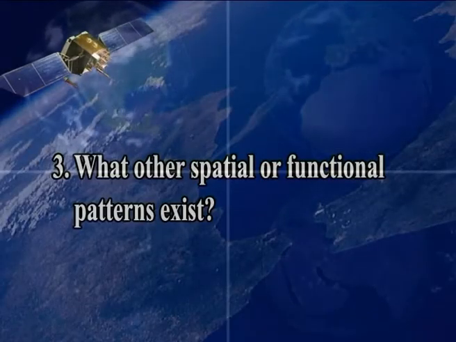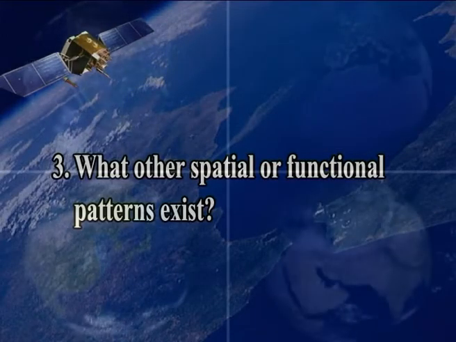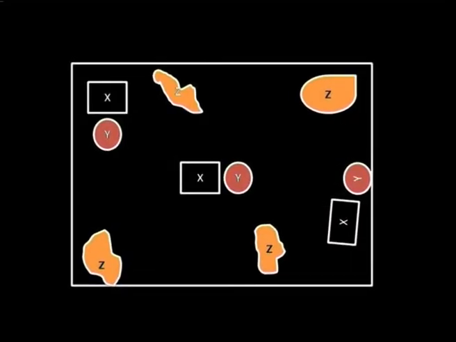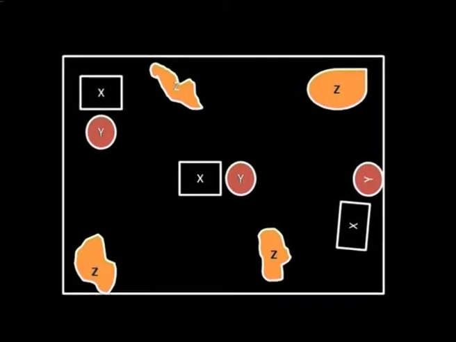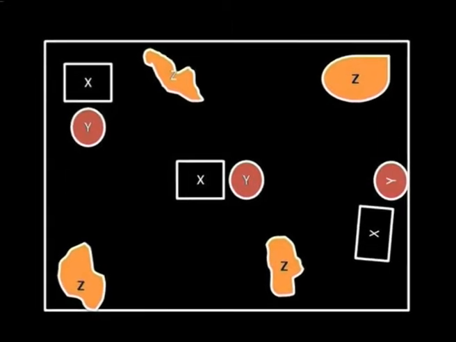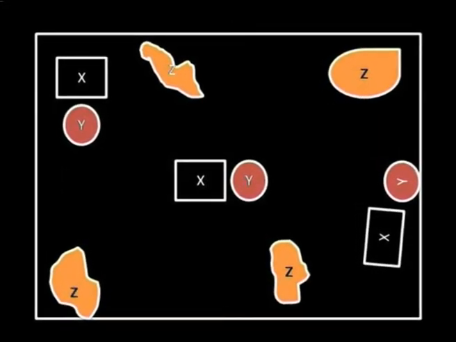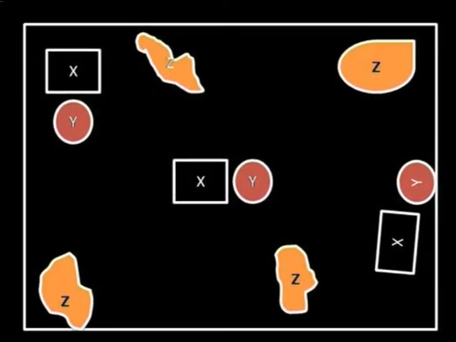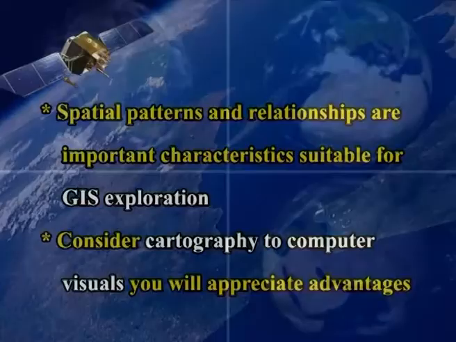Number 3. What other spatial or functional patterns exist? We can see that feature Z is always near the border and recognize that in fact it increases in size from west to east or decreases in size from east to west. Also it seems to have a zigzag location pattern, an up and down pattern. Is it mere coincidence? If you use GIS, you might discover the reason and the phenomena behind it.